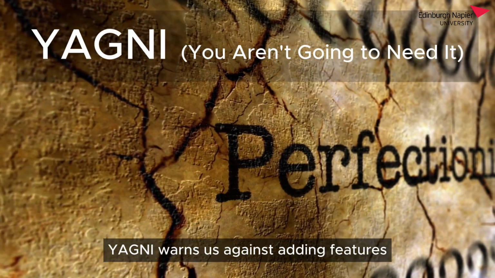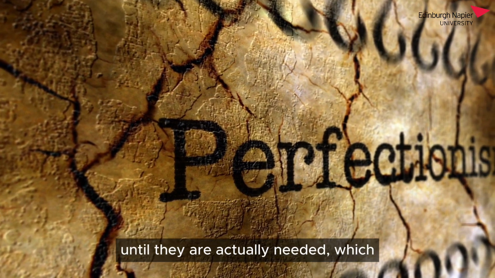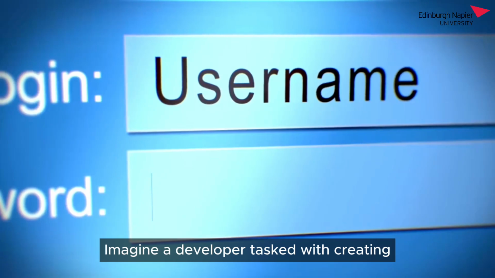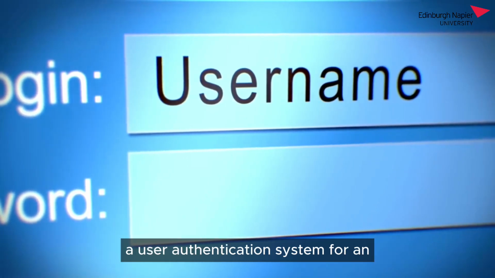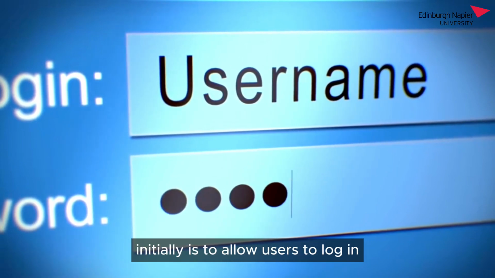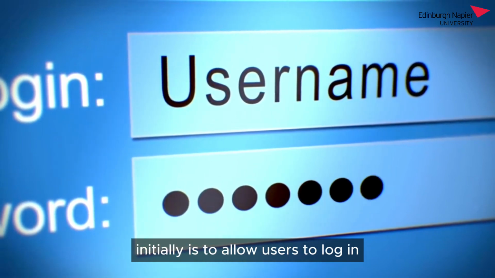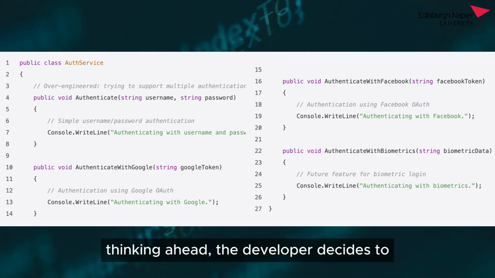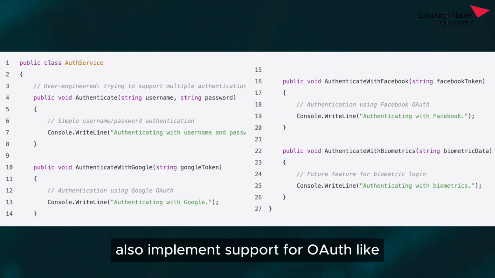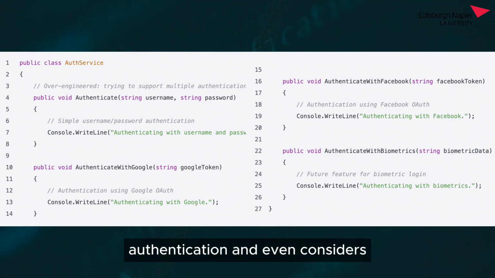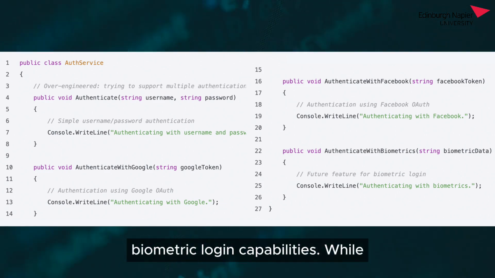YAGNI warns us against adding features until they are actually needed, which keeps our projects lean and efficient. Imagine a developer tasked with creating a user authentication system for an application. The only requirement initially is to allow users to log in using a username and password. However, thinking ahead, the developer decides to also implement support for OAuth, like Google and Facebook logins, multi-factor authentication, and even considers biometric login capabilities.